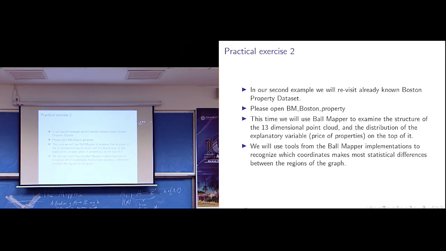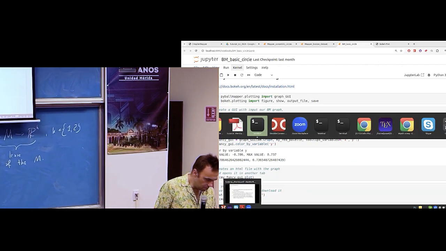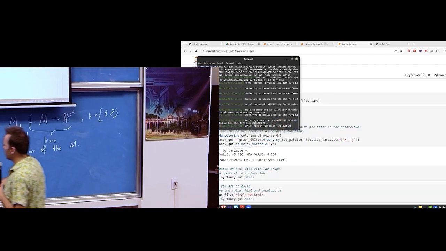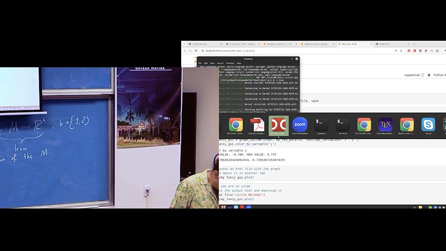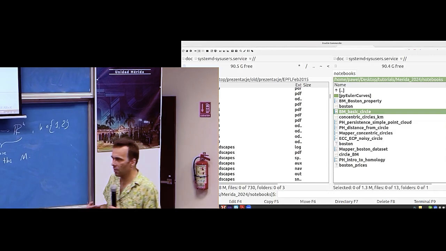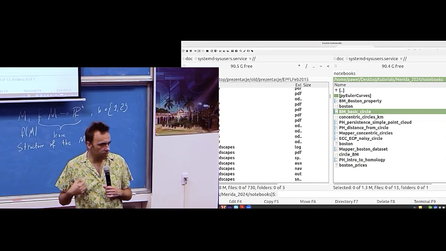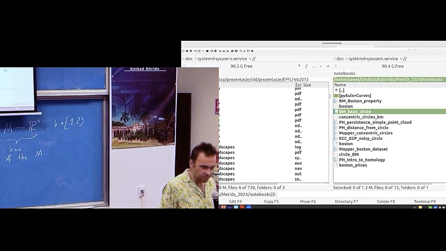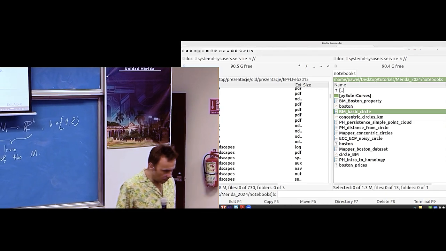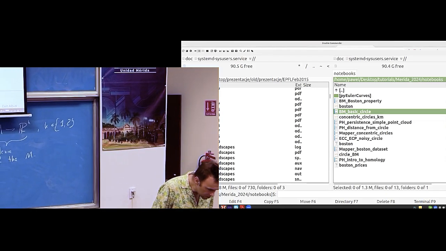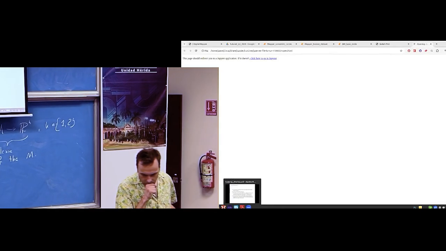Let's see. The second one is, of course, the same Boston property data set. This time we will be able to see how the map on the top of the Boston property behaves. So let me bring it up. Again, I'm not going into the details of the notebooks. You have them in the materials. Feel free to play. Feel free to ask me questions. I'm here all the day today. I'm unfortunately not here later on, but you can always reach me via email. If you have any questions, please don't hesitate. There's the Boston property.